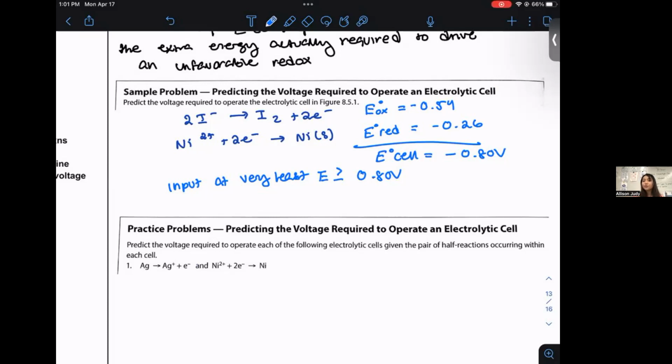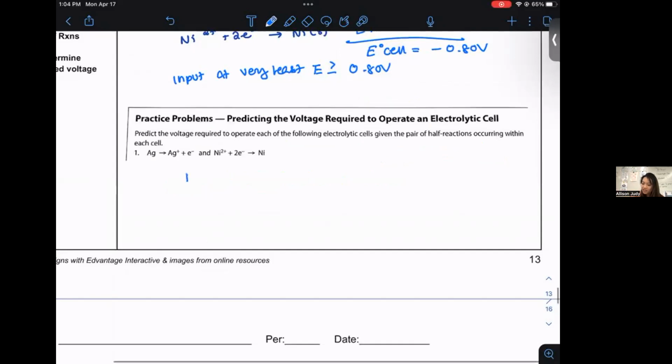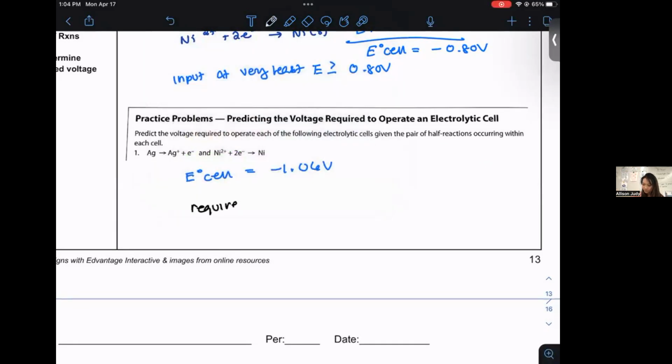Okay, try the next one on your own. So when you look at the table, you should have gotten for this problem that the E cell is equal to negative 1.60 volts, which means you're going to require at least, if not more, probably more, overpotential 1.06 volts to drive this unfavorable redox.